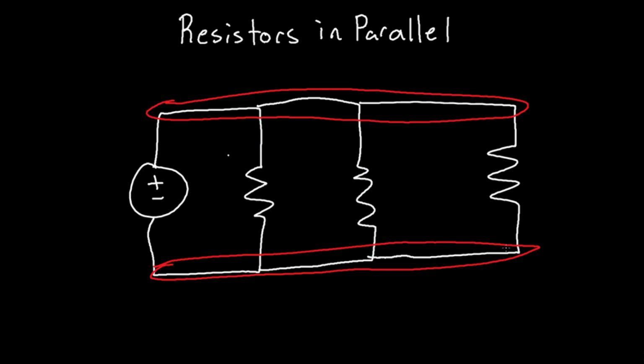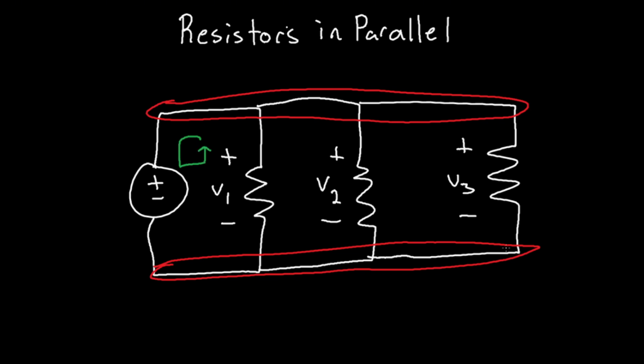What's another thing about resistors in parallel that you need to know? Resistors in parallel have equivalent voltages. If you ever have resistors in parallel, all the voltages will be the same, as long as the positive and negative ends are oriented the same way, which I don't know why they wouldn't be.